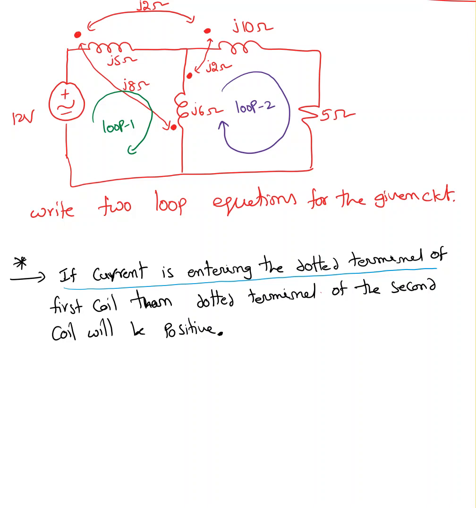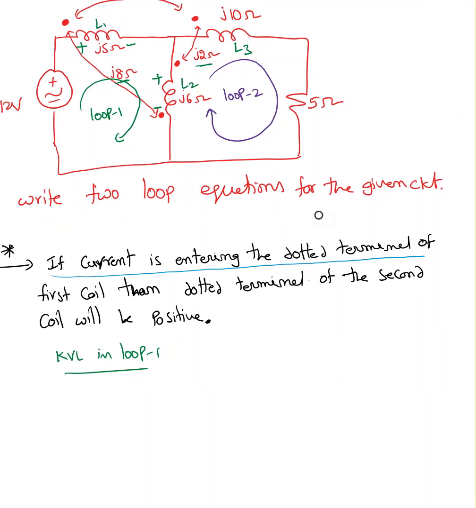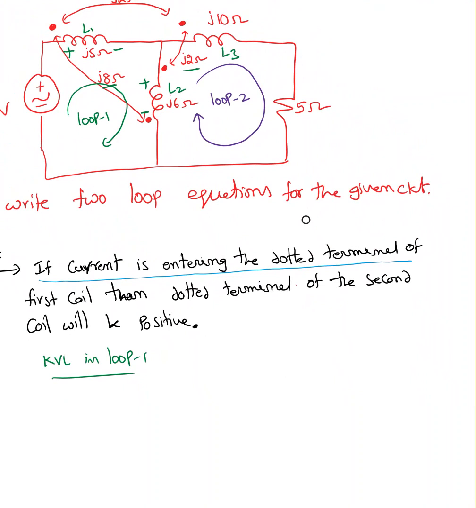Now step 1, I'm going to write KVL in loop 1. According to my I1 direction, I'm going to assign positive and negative signs. Now each coil has a mutual inductance with another coil. Let me take this as L1, this as L2, and this one as L3. If you look at coil L1, it has two mutual inductances, so there will be two EMFs induced across this coil. Same thing here, L2 is also involved in two mutual inductances, so it will end up having two induced voltages.